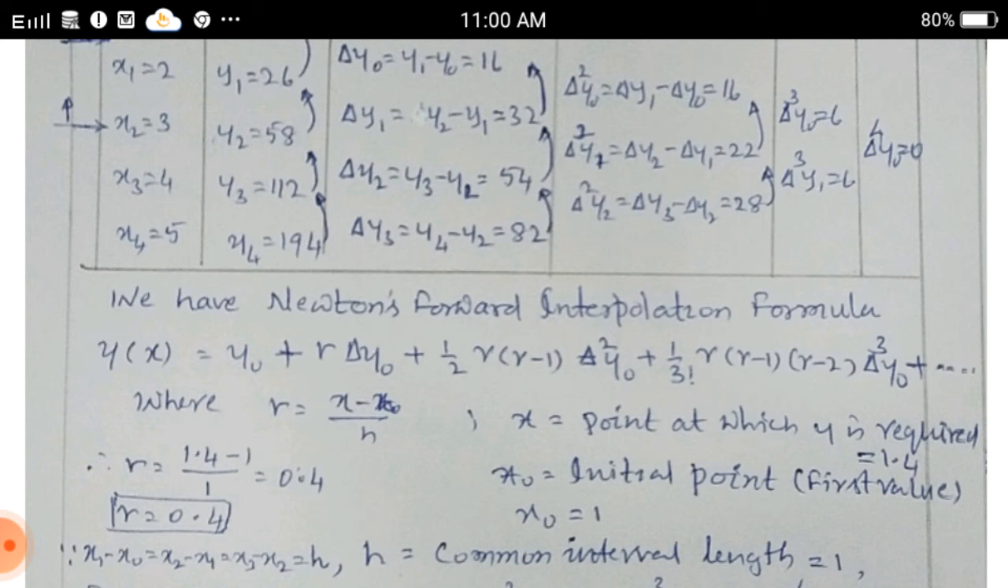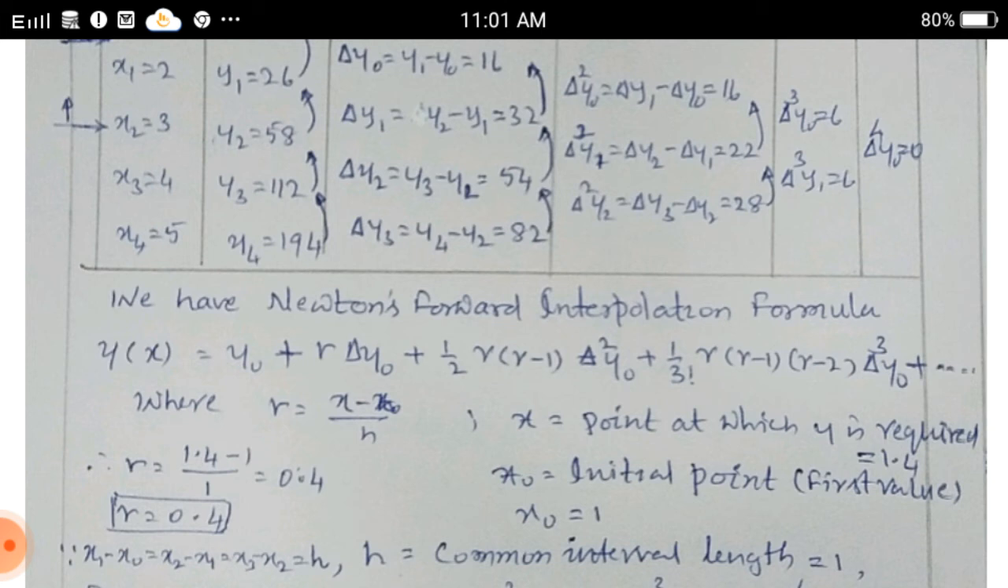The value of x is near x0, that is 1. We need the value of y at x is equal to 1.4. That 1.4 is close to the first value x0 is equal to 1. Therefore, Newton's forward interpolation formula is the suitable, appropriate one.